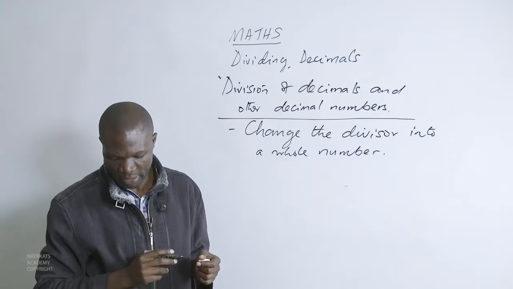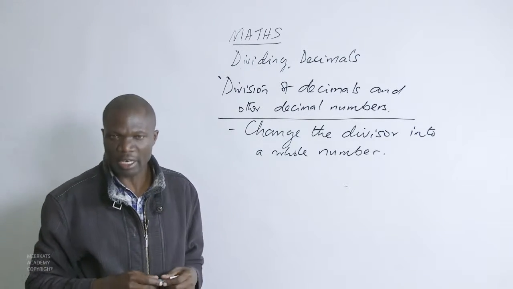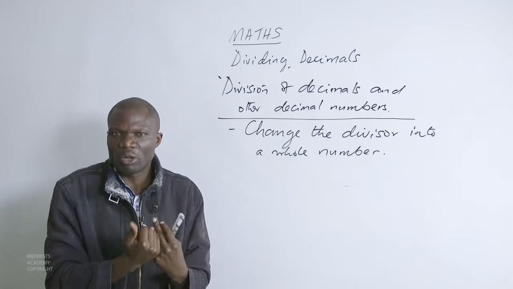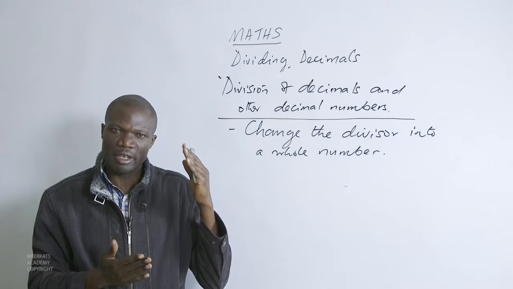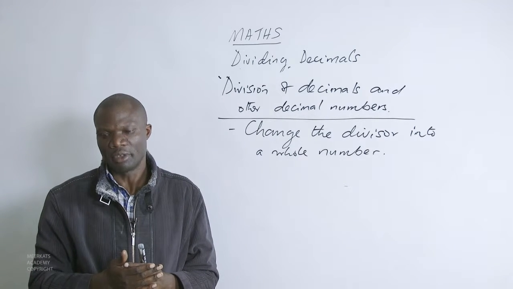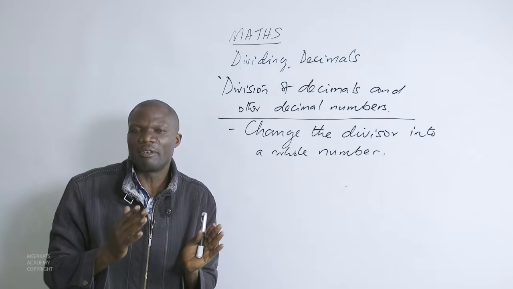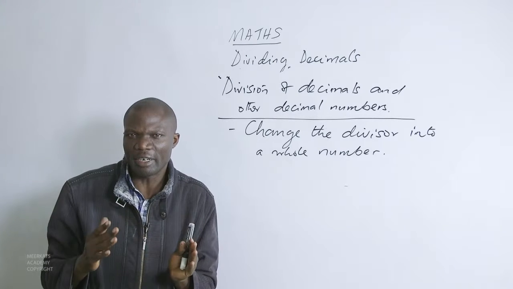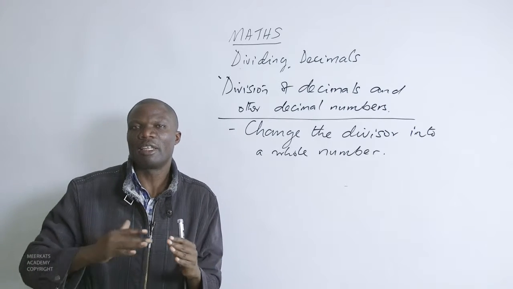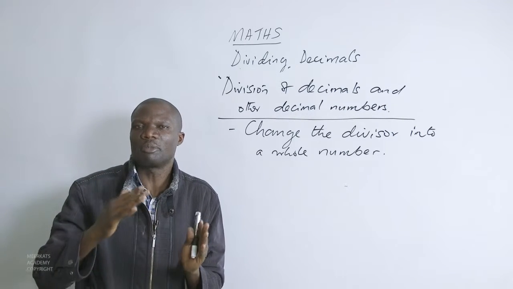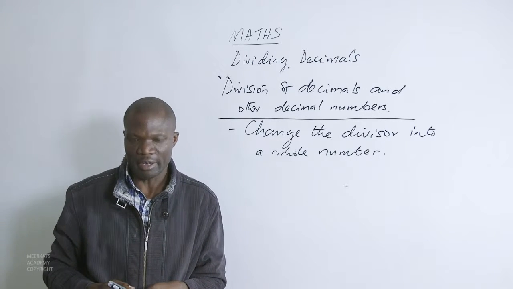We change the divisor into a whole number. And the change you will make on the divisor should be the same change you're going to make in the dividend. For example, if you have to multiply the divisor by 100 so that you eliminate the decimal and make it a whole number, then also the dividend you have to multiply by 100. Let us look at an example here.